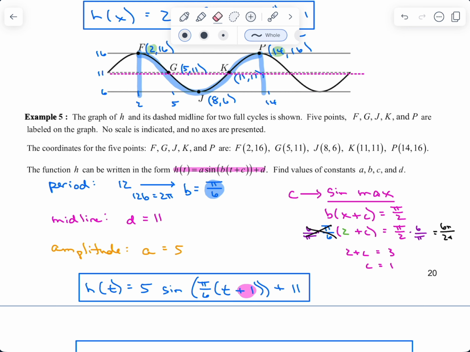So there's my equation. I have 5 plugged in from the amplitude, sine, pi over 6. Don't forget to put double parentheses around that B value. Then T. You could use X, but because the equation used T, I used T, plus that 1 that I found over here, and then plus 11 from my midline.